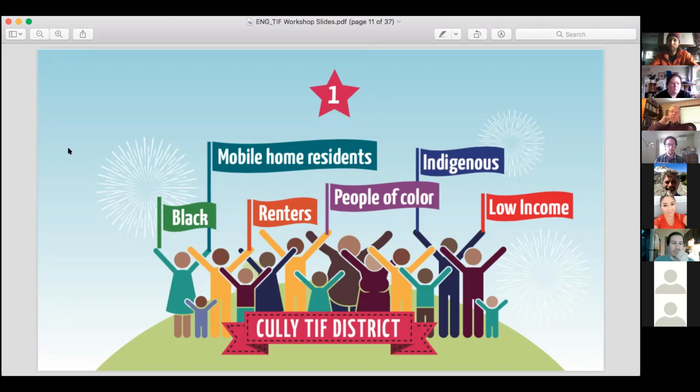exact opportunities will be. So that's the first criteria, is whose voices are prioritized in creating the plan and then making decisions about implementing that plan.